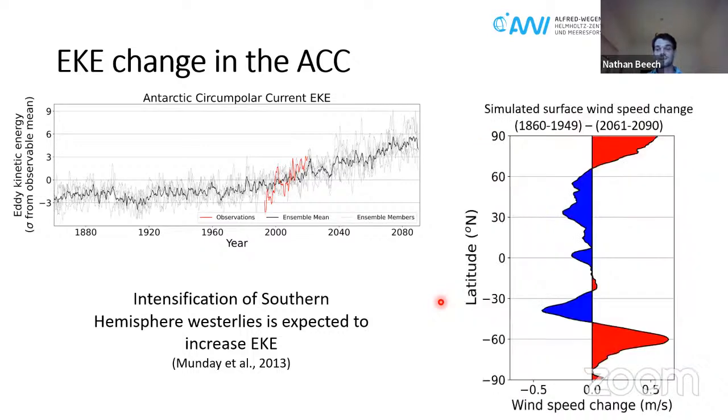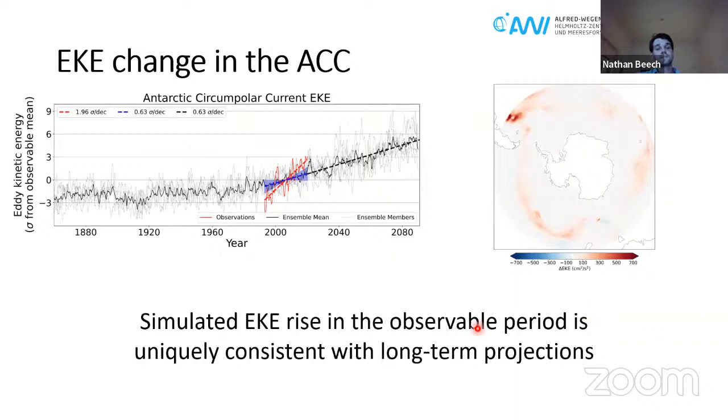And so looking at the rest of the model data set, we see that there is a big increase in surface winds in the southern hemisphere, which checks out with the rising eddy activity. And interestingly, the ACC is the only current in which the increase during the observational period is consistent with the modeled increase throughout the rest of the 21st century. So what that tells us is that the increase that's already observable from satellites, we expect that to continue at about the same rate that it's going now.